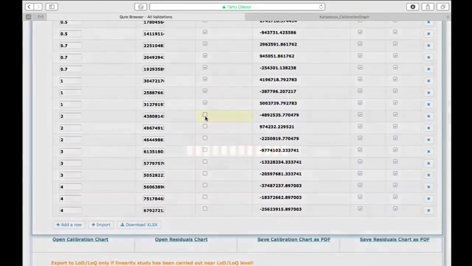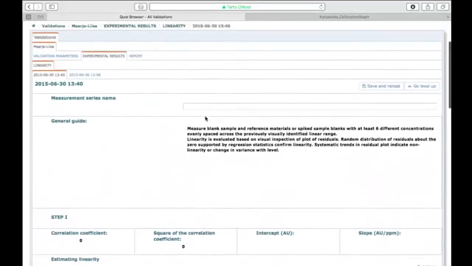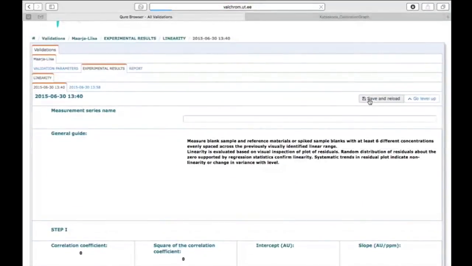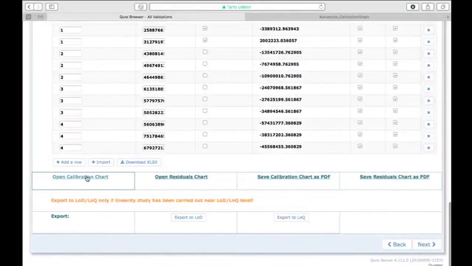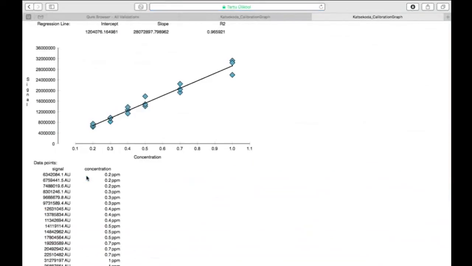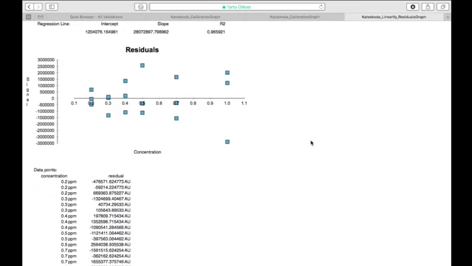And now that I have left the two concentrations out, I'm gonna save and reload the data. And moving down, I can again open the calibration chart, which is much better here. No significant deviation from linearity, and we can also now open the residuals chart.